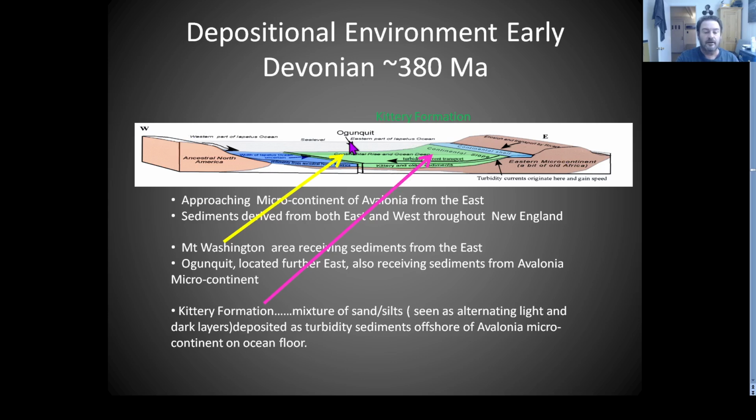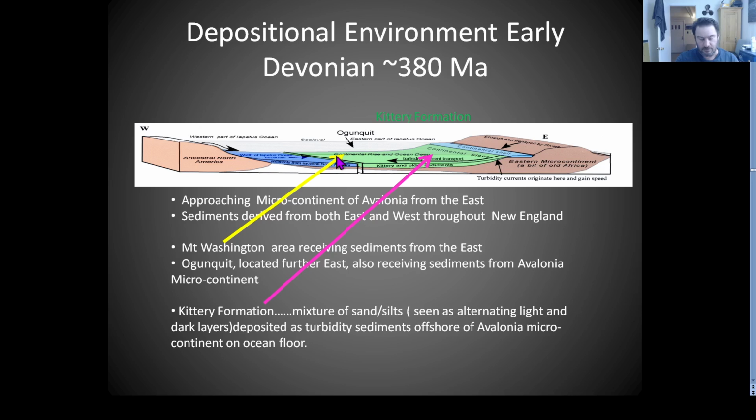And obviously, North America was also still eroding, and it was putting in sediments. But what's interesting here is most all the sediments, at least in Ogunquit and our area here, indicate that they arrived from the east. In other words, they did not come from Laurentia to our west, as you would think they would, as they do now. They were actually being derived as turbidity currents from the microcontinent of Avalonia off to the east.